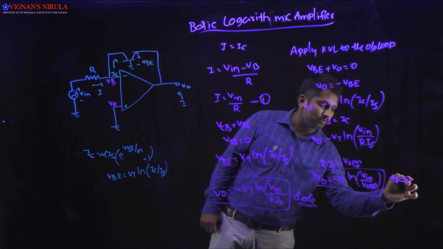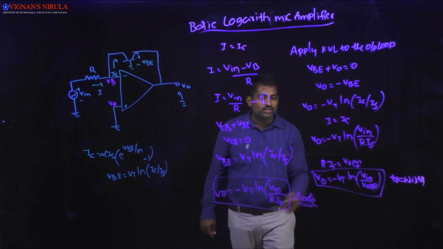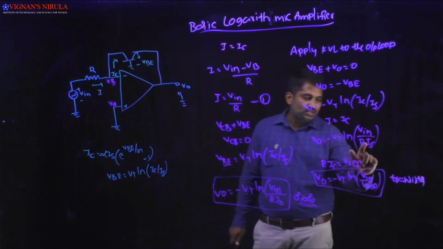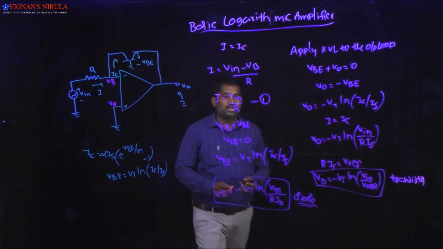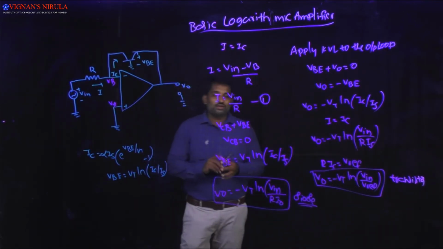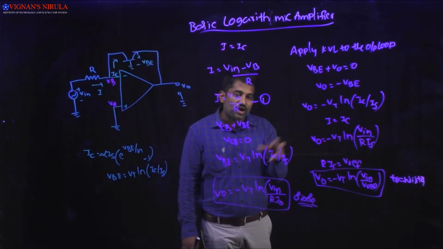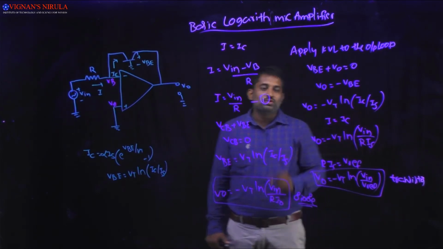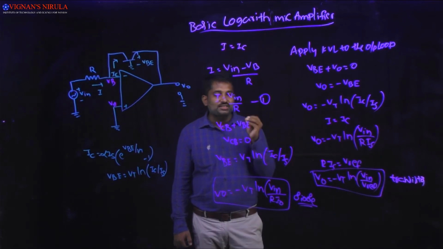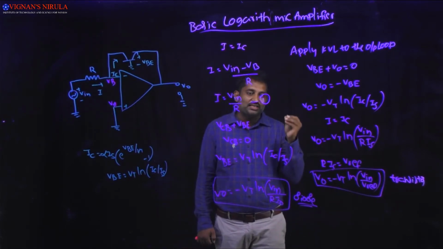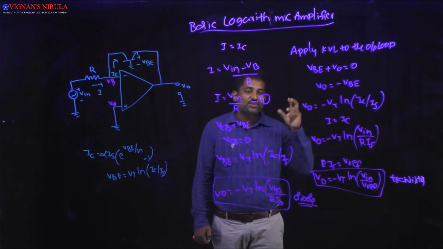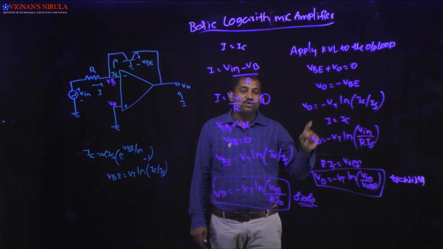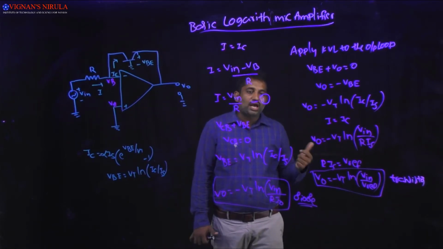And this one is a transistor as a feedback element. Now if you observe both equations, in this case you have the reverse saturation current I0, and in this case you have the saturation current IS. What happens if the temperature varies? For every 10 degrees centigrade rise in temperature, the reverse current will be doubled, and the saturation current IS will vary from one transistor to another.